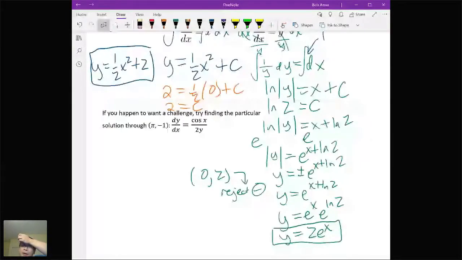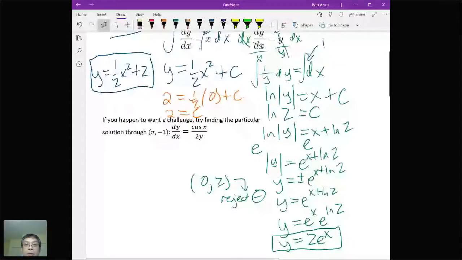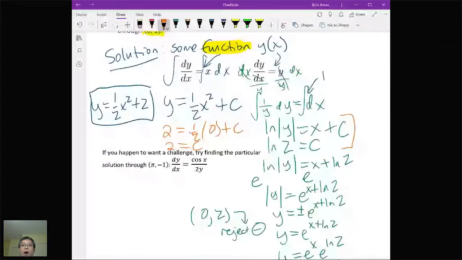Okay, Hunter, you are so close. I want to ask you if that point goes through that equation that you gave me. Where am I getting x plus ln 2? I have to come all the way back up to here, where I solved 1 over y dy equals dx, and then I integrated, and I got x plus c.